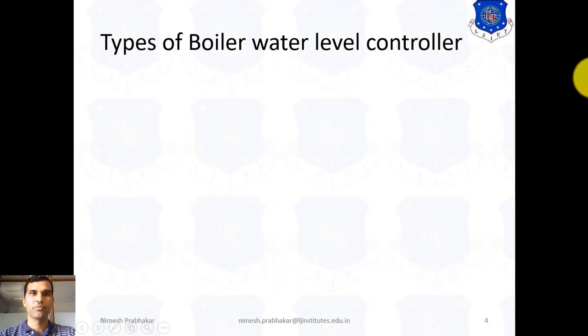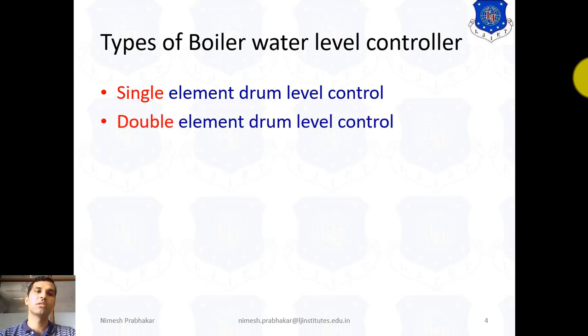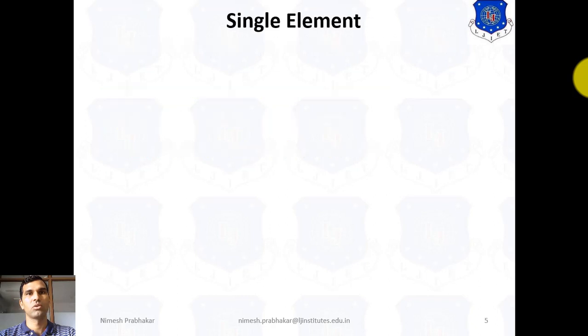Now, types of boiler water level controller. There are basically three types. The first one is the single element drum level control. The second one is the double element drum level control. And the third one is the three element drum level control. By using these three methods, we can control the water level inside the drum. We start with the single element drum level control.